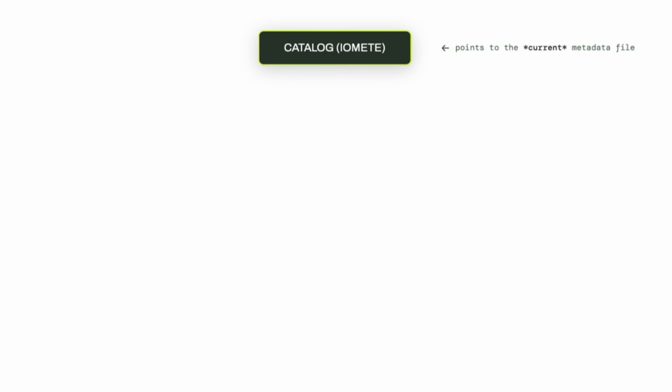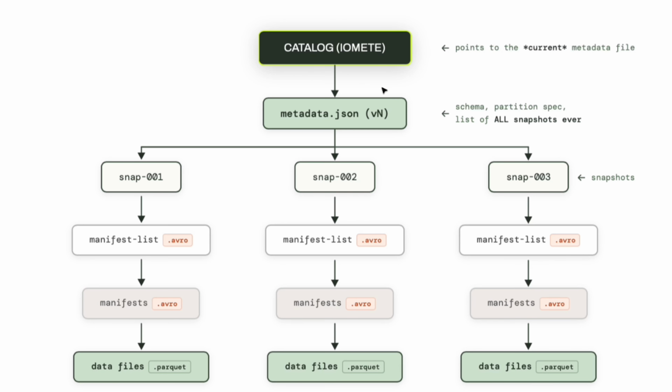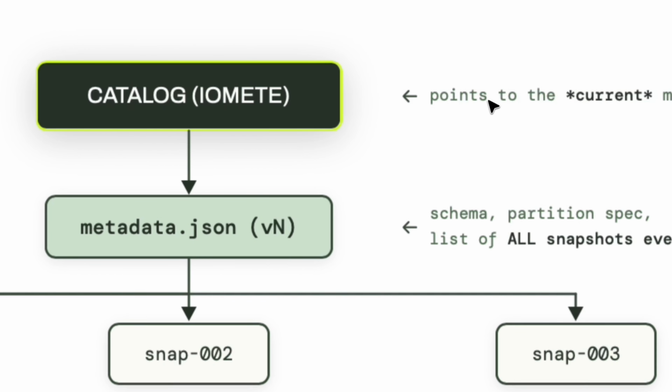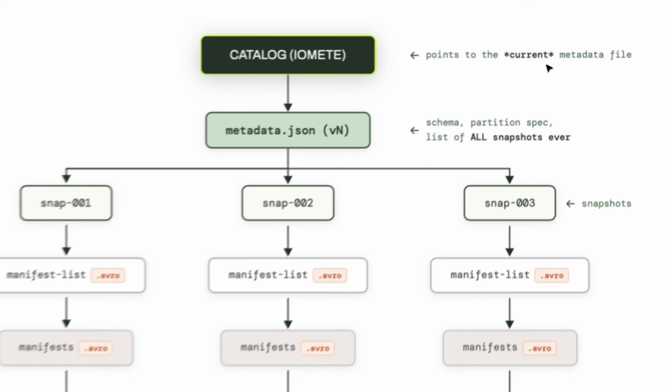Most tutorials skip this part and jump straight to SQL, but I want to take 2 minutes here because once you understand what's actually happening on the disk, everything else clicks into place. Now this is a metadata diagram. Every Iceberg table has 4 layers. At the top is the catalog. In our case, that is IOMETE. The catalog has one job. It points to the current metadata file for each table.